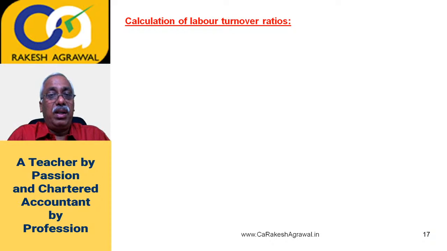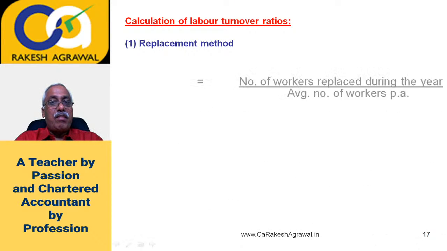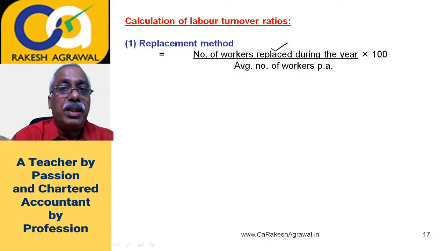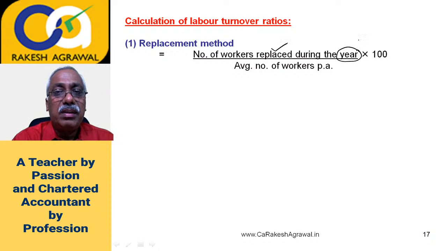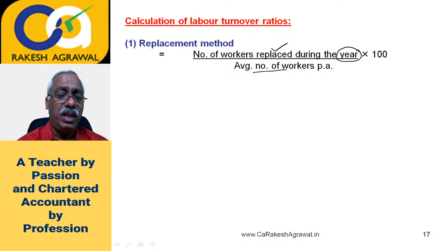Now we will go to calculate the labor turnover ratios, means the mathematical ratios by which we can measure the labor turnover, that is the speed of change. All of you can recall there were three formulas to calculate the labor turnover ratios. The first one is the replacement method. And the formula of replacement method is number of workers replaced during a particular period. The period could be a year, the period could be a quarter, the period could be a month. But generally we calculate the labor turnover ratio for a year, therefore I have written year. So number of workers replaced during the year is the numerator, divided by average number of workers during that particular period. And into 100 is just to convert it into percentage, you know.